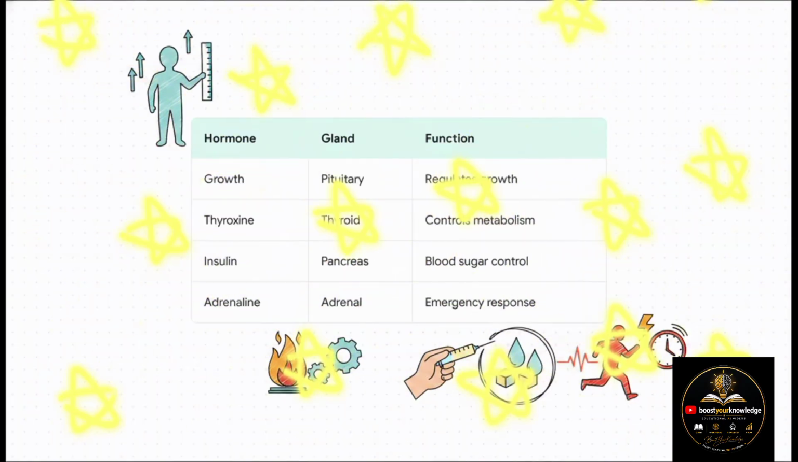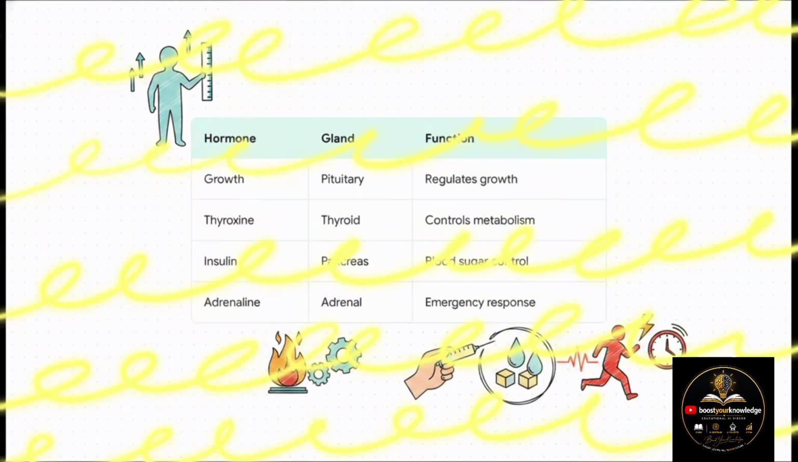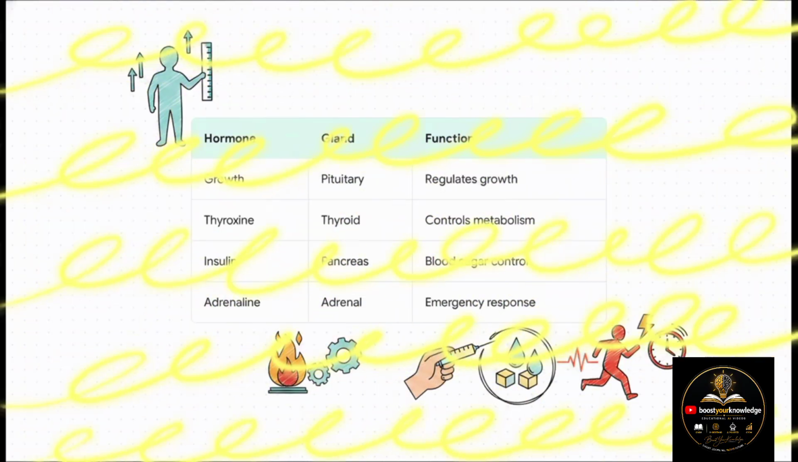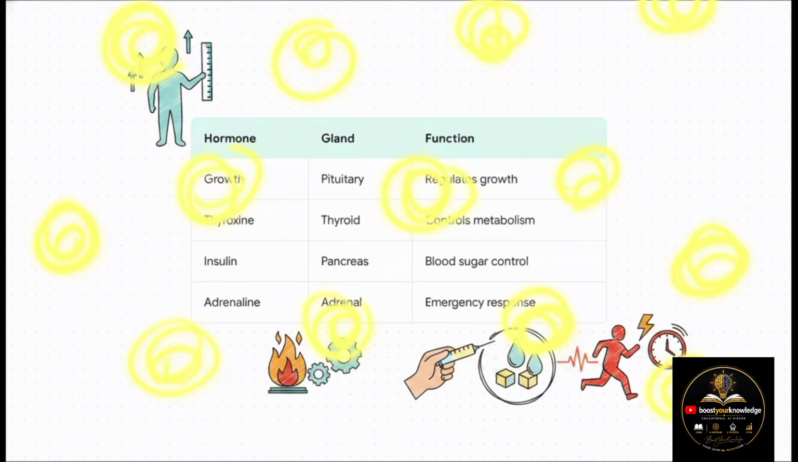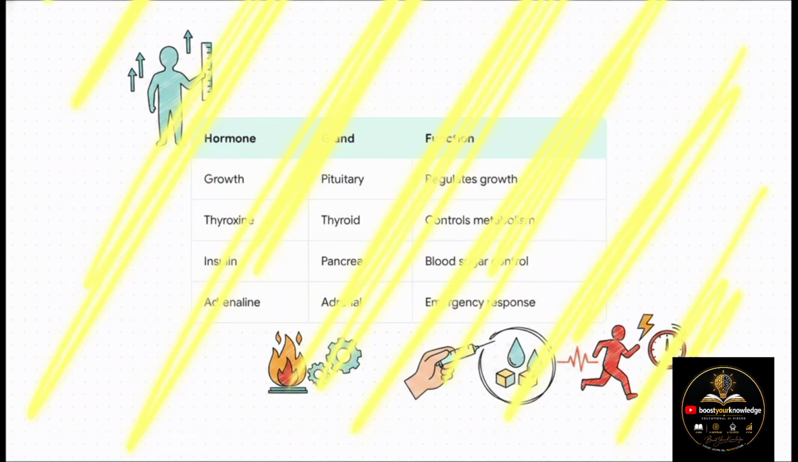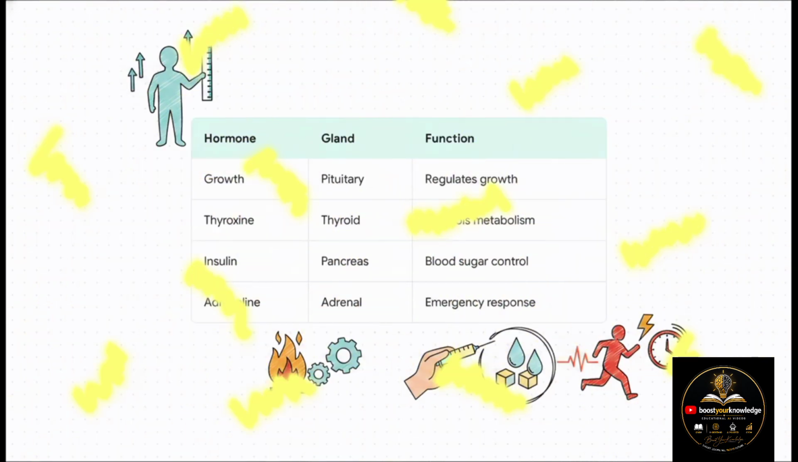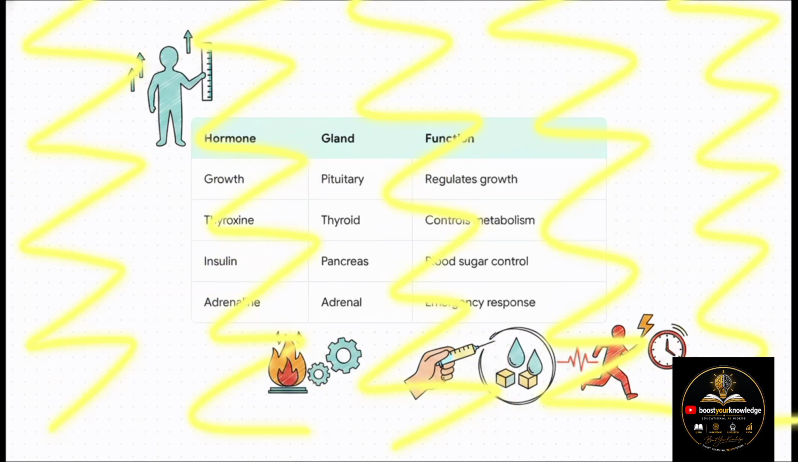So what are these chemical messengers actually doing? Well, highly specific chemicals control huge bodily functions. The pituitary gland releases growth hormone to regulate your overall size and growth. The thyroid gland releases thyroxine to manage your metabolism. The pancreas releases insulin, which is absolutely vital for keeping your blood sugar in check. And the adrenal gland releases adrenaline to prep your entire body for emergency situations.